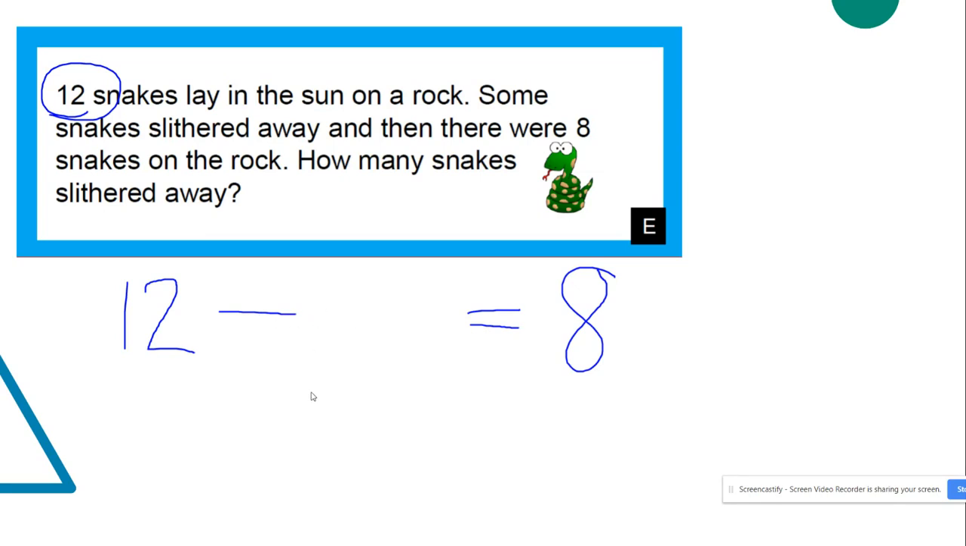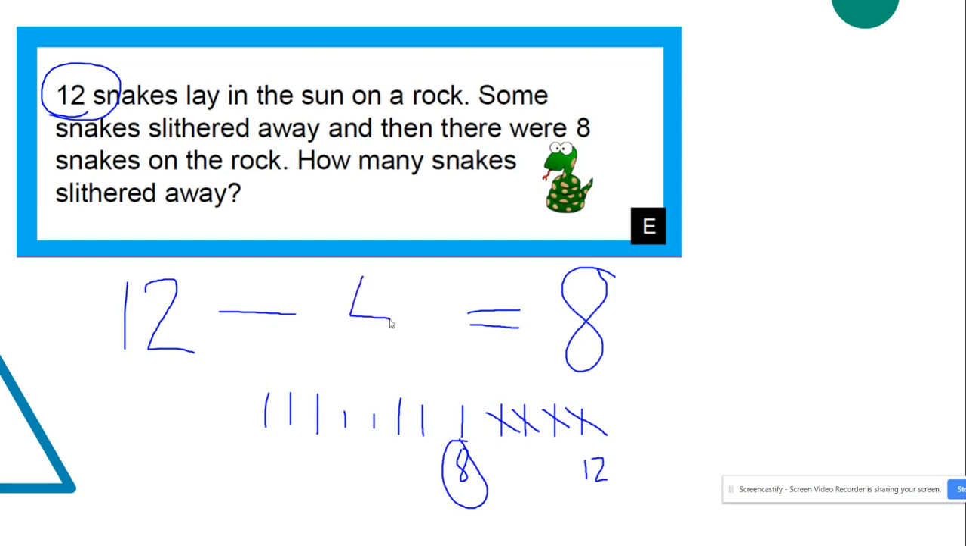So I could do my snakes again. 1, 2, 3, 4, 5, 6, 7, 8, 9, 10, 11, 12. That was 8 snakes. Now this is 12. Okay. So if these snakes are going to slither away, how many slither away to get to 8? 4 snakes slither away. Did you get 4? Good.